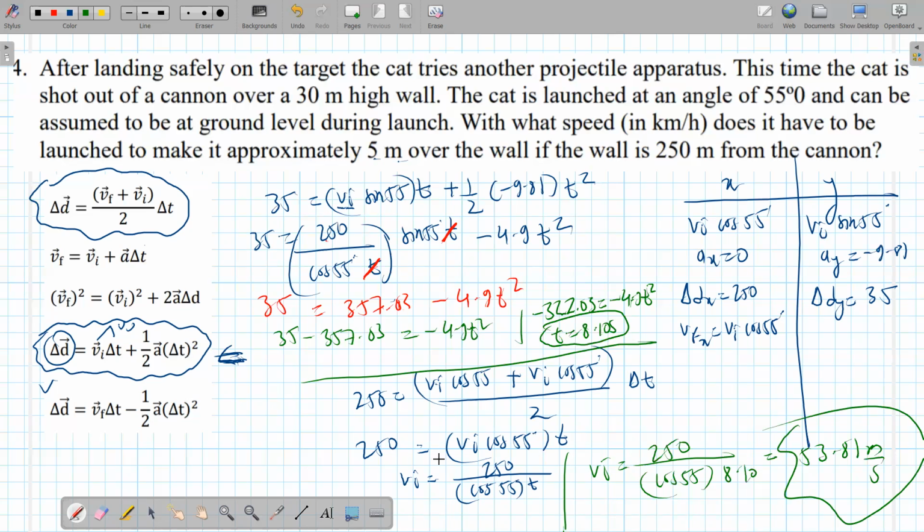I think that's probably gonna be the hardest question on the test. Projectile motion takes the longest as well.